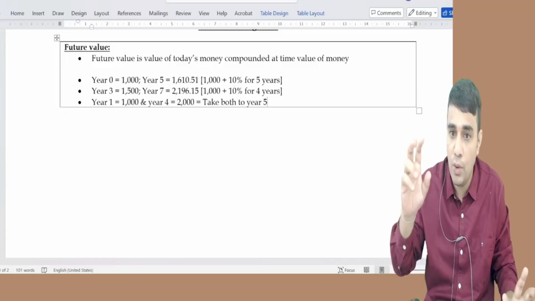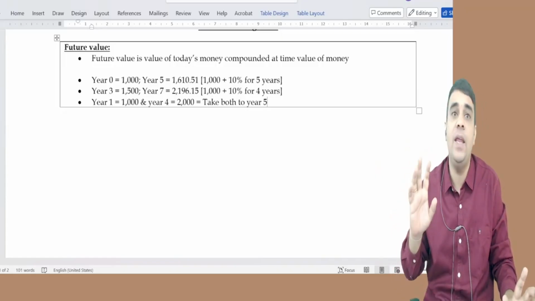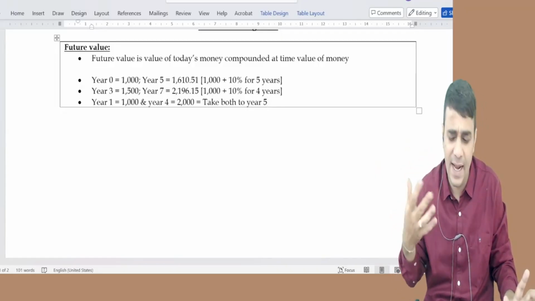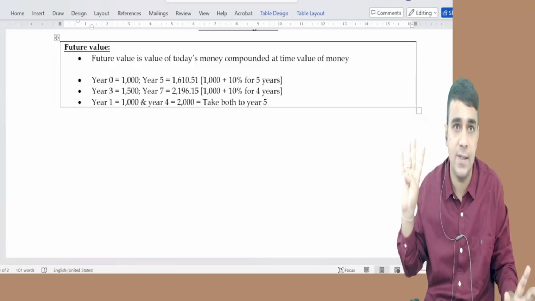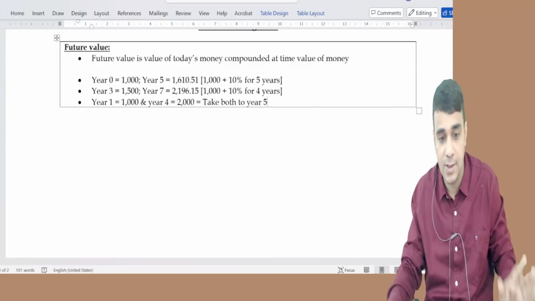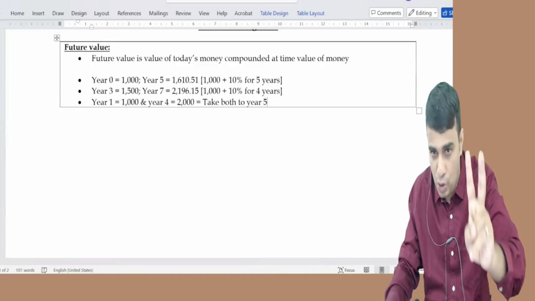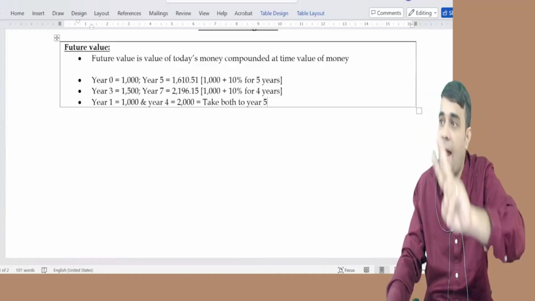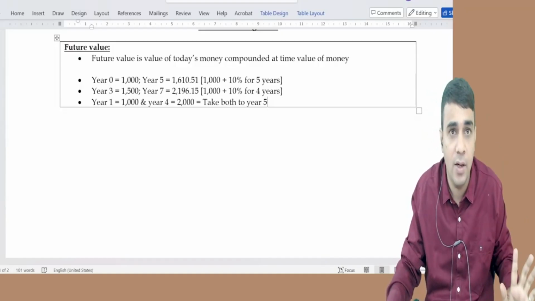1000. You want to take it to year 5. Add how many years interest? Participate, guys. Add how many years interest? 4 years interest. Add 4 years interest. Year 4, what is the value? 2000. You want to take it to year 5. Add how many years interest? 1 year interest. Add 1 year interest.